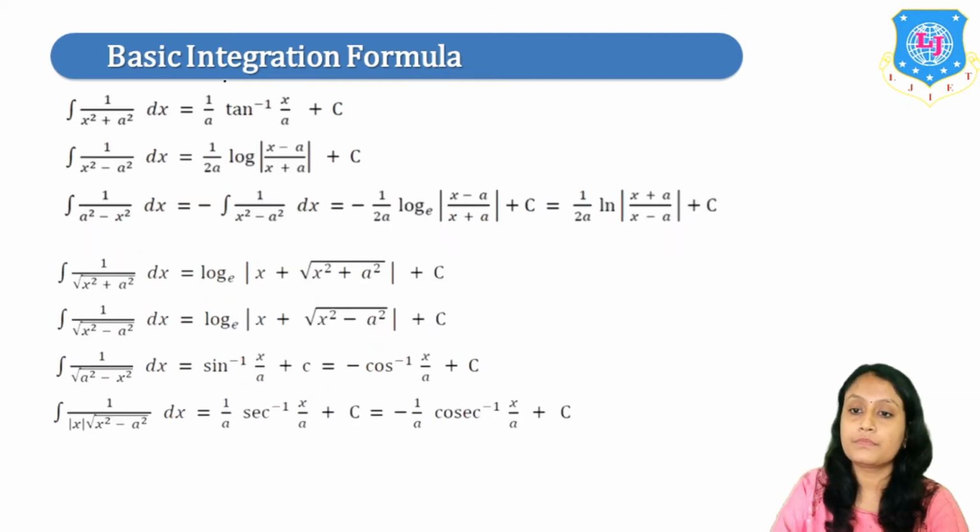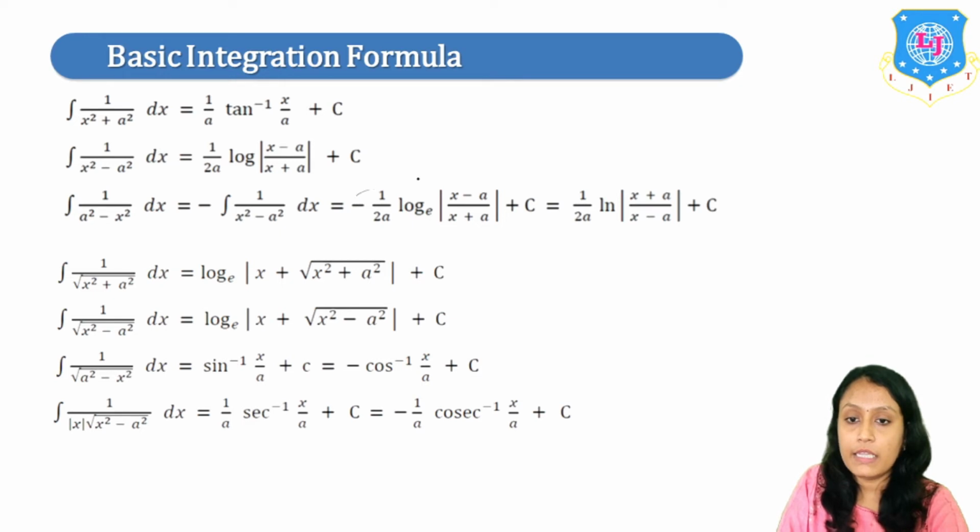Okay, now integration of 1 upon x square plus a square is 1 upon a tan inverse x upon a plus c. Integration of 1 upon x square minus a square is 1 upon 2a log mod x minus a upon x plus a. Then integration of 1 upon a square minus x square. We can take out minus common, so it will be integration of 1 upon x square minus a square dx, and the answer is 1 upon 2a log mod x minus a upon x plus a base e.